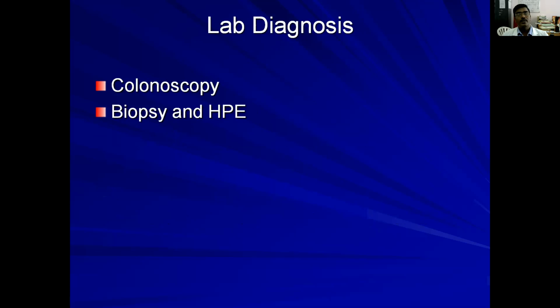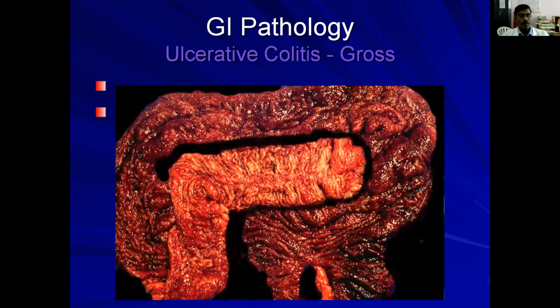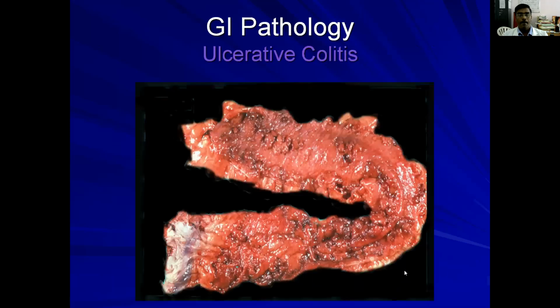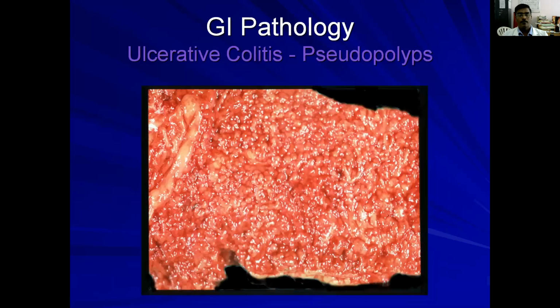So, what are the laboratory findings of this inflammatory bowel disease? One is colonoscopy, and number two is biopsy and histopathological examination. This is a gross appearance of ulcerative colitis. Here you can see the bowel is involved, the ileum and all parts of the colon. Here you can see plenty of inflamed polyps, which are nothing but pseudopolyps.